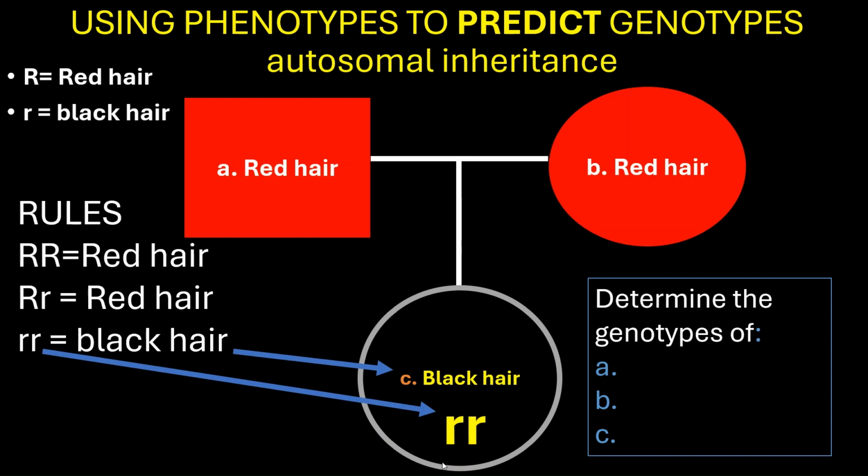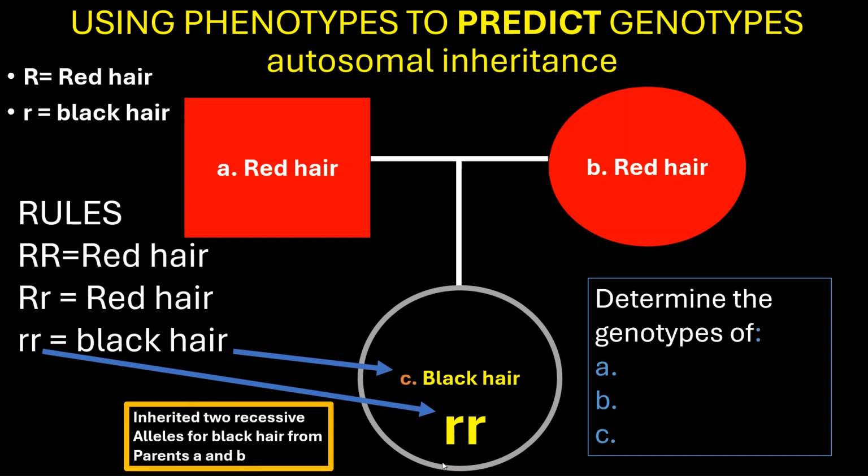Where did the child get the genes from? There are two of them also. The child was formed by the two parents there, and he inherited alleles from them. So definitely, the child inherited two recessive alleles for black hair from parents A and B. One came from A, one came from B.